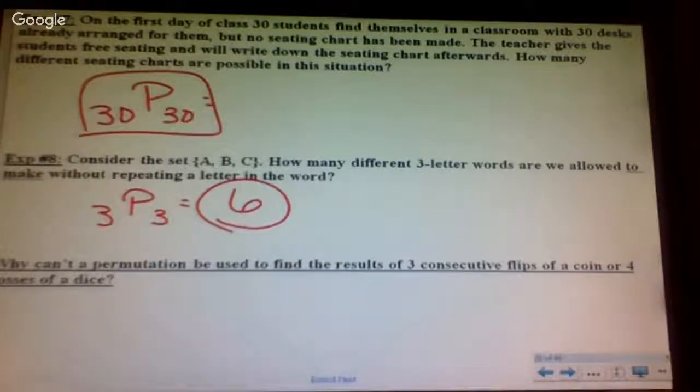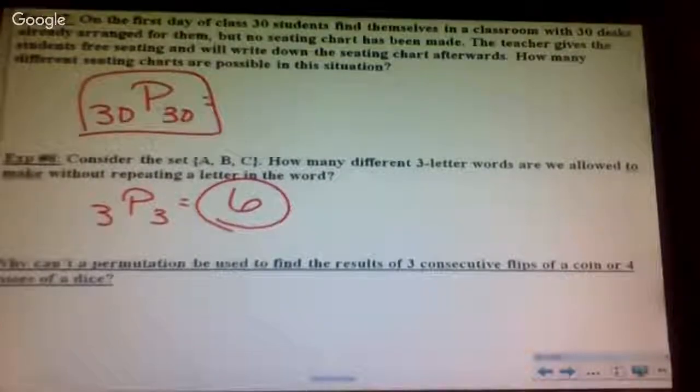Okay. Questions or problems? When we come back from lunch, we will start with combinations. What about homework?